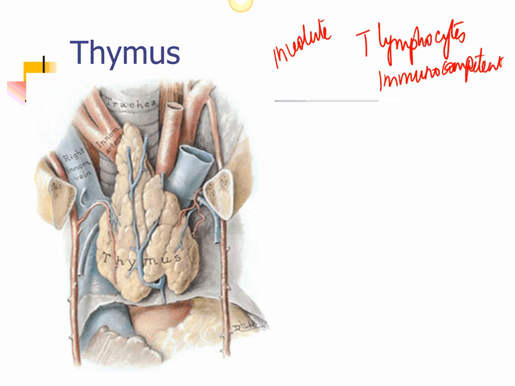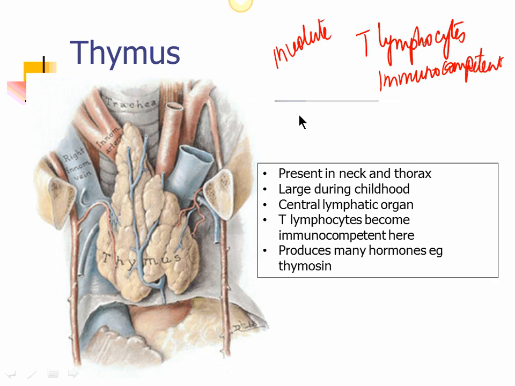It produces many hormones, of which thymosin is one of the really important ones. So you can see here there's a little review of all the things that have to do with the thymus. It is often involved in an autoimmune disease known as myasthenia gravis. So the thymus is to blame in this situation.